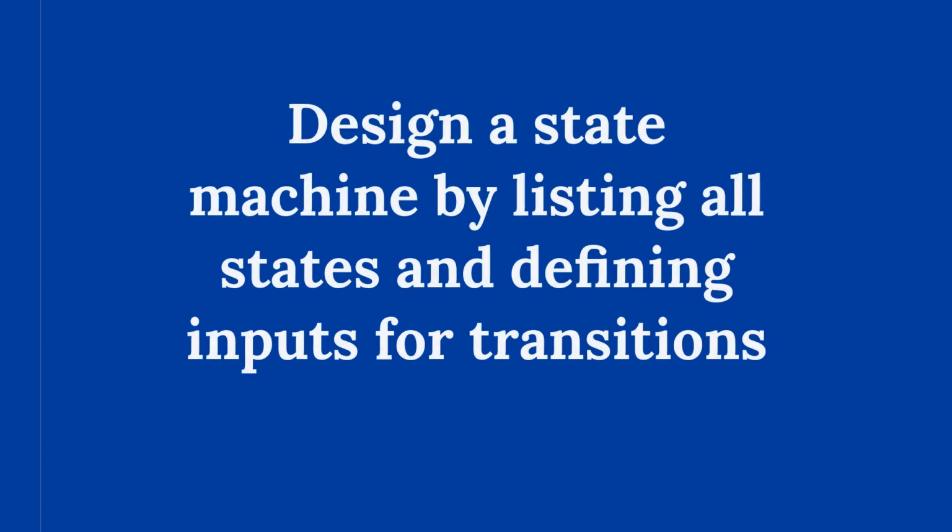To design a state machine, first list all possible states. Next, define the inputs that trigger state changes. Create a state transition table or diagram to visualize transitions. Choose a programming language or tool for implementation. Coding involves using conditionals to simulate transitions between states.